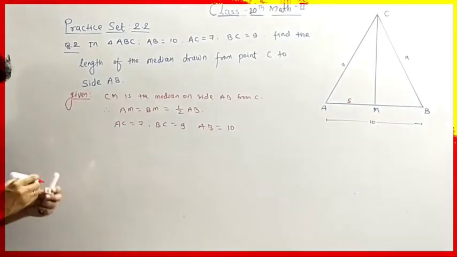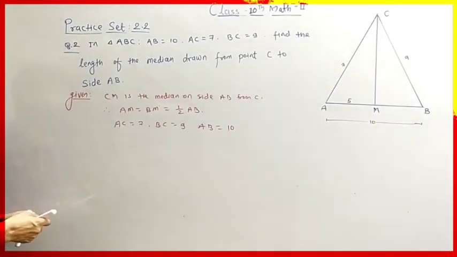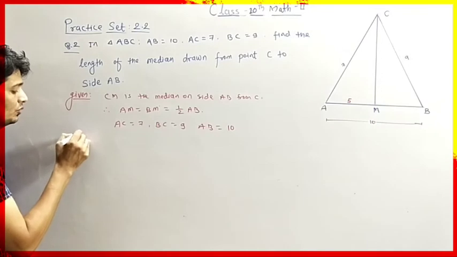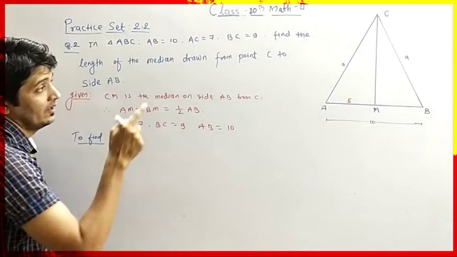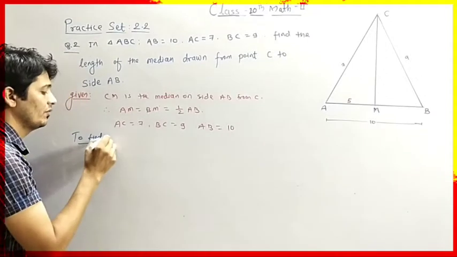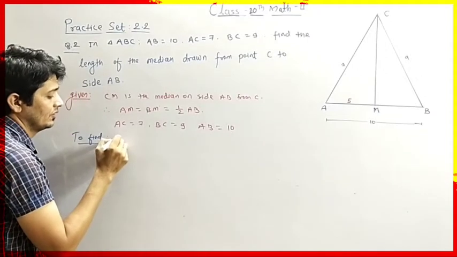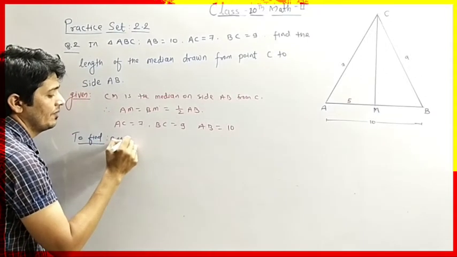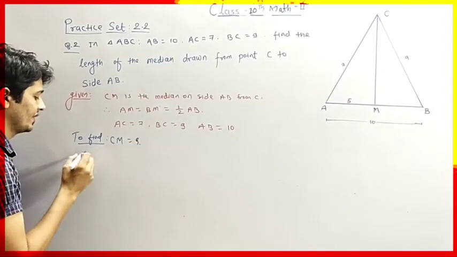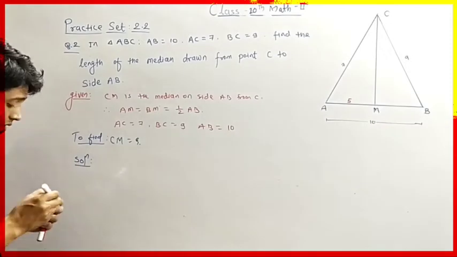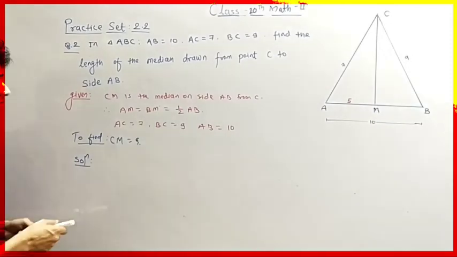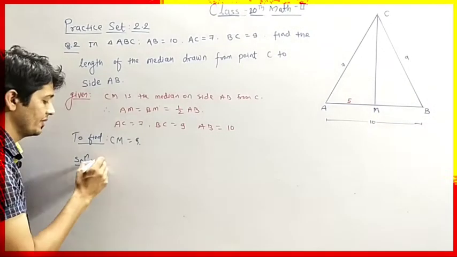Now we have to write what to find. What do we have to find? CM, which is the length of the median. CM, that we have to identify. Now the solution. In the solution, directly we are applying Apollonius theorem.